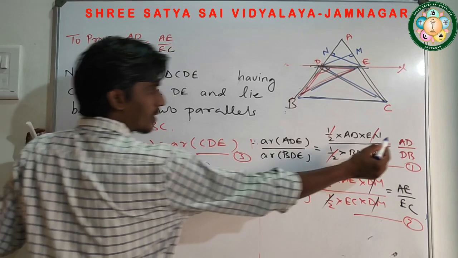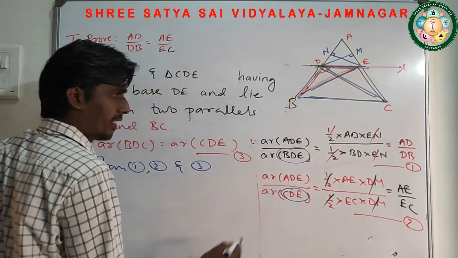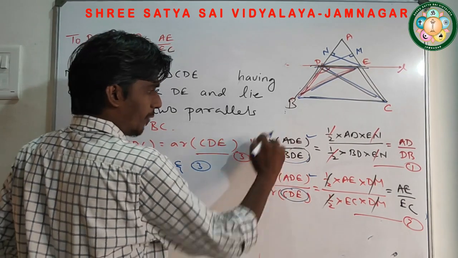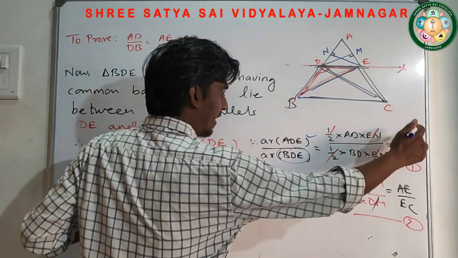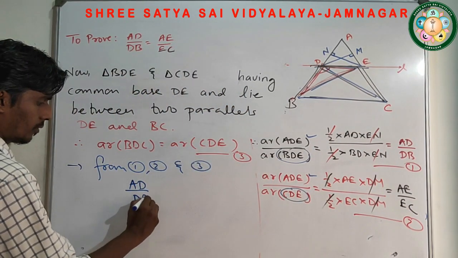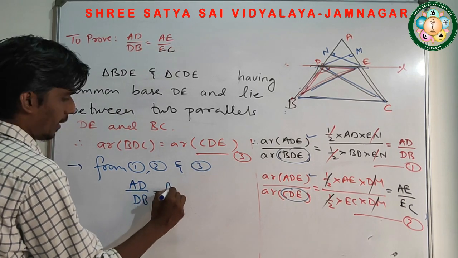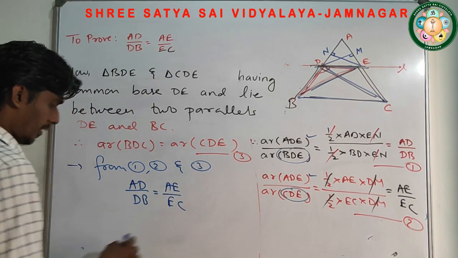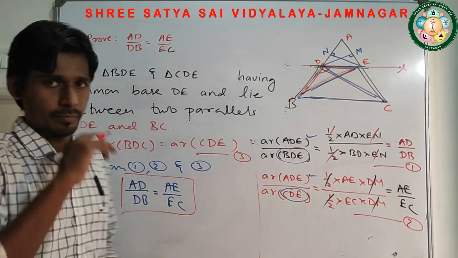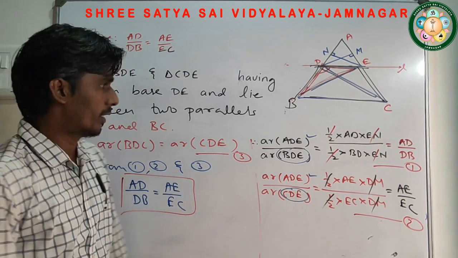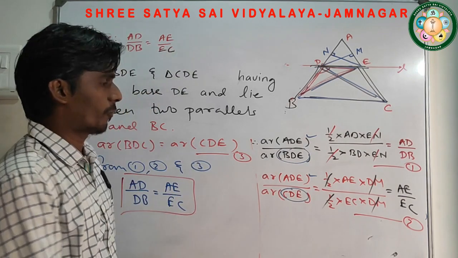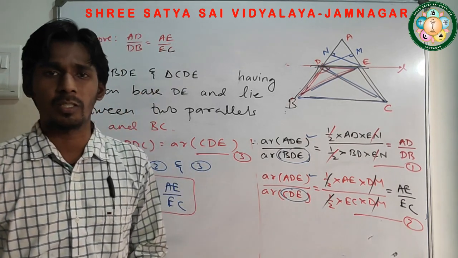We can see that BD is equal to CD. AD is already equal to AD. So this left hand side is equal to this left hand side. Then definitely the right hand side equals the right hand side. So we can write AD upon DB is equal to AE upon EC. So this is the way we prove Thales theorem, that is theorem 6.1. This is a very important theorem from an examination point of view. So you just refer to it, revise it and practice it twice or thrice.